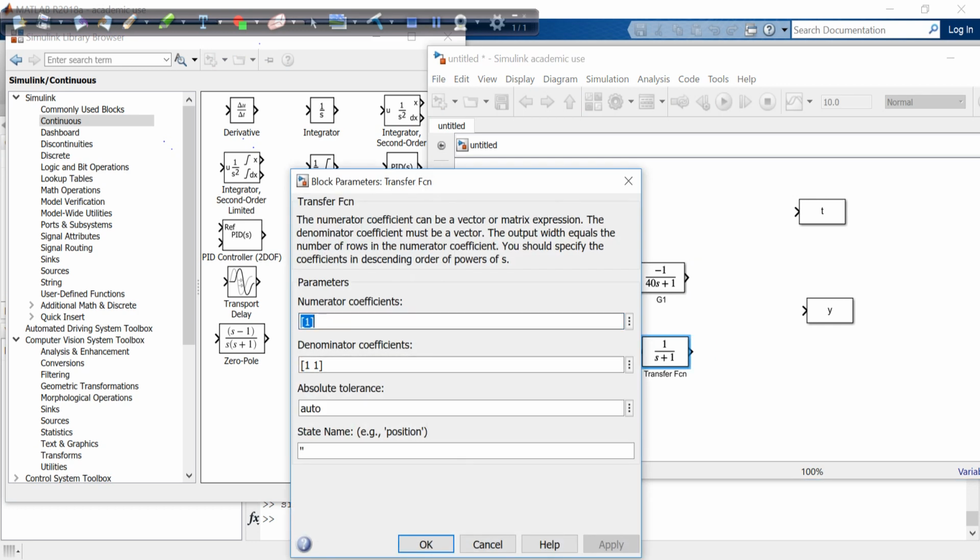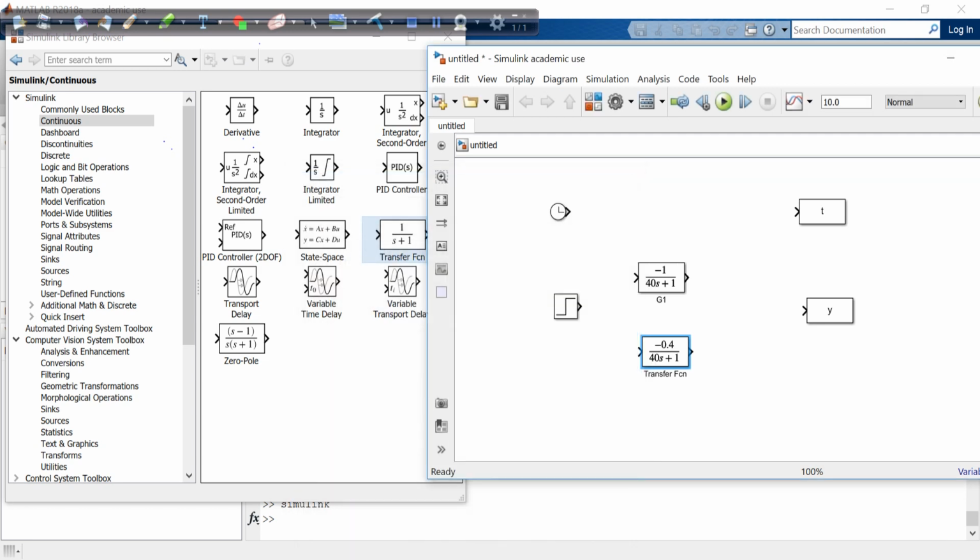Again, this second one, we recall, becomes the K, the new static gain, is minus 0.4, and the tau s plus 1 is the same. It's 41. Right? So now we got the first order transfer function here.